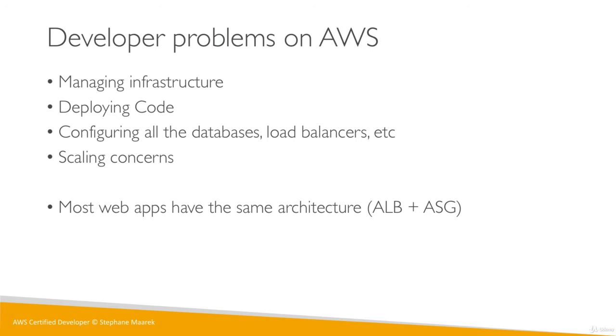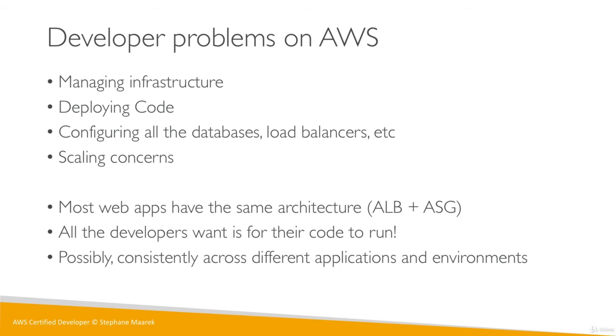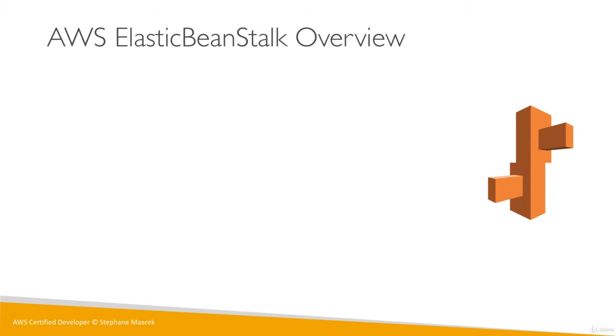And as you can see, the architecture right here is pretty traditional. Most web apps will have a load balancer and an auto-scaling group. So as a developer, my personal wish is that I want my code to run. I really don't care about the architecture. And I possibly want consistency across all my application environments. I want a one-stop shop to manage my stuff, okay? So this is where Elastic Beanstalk comes in.